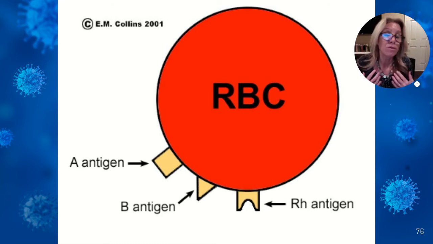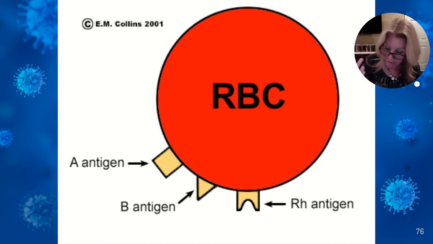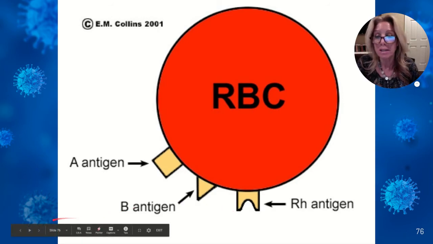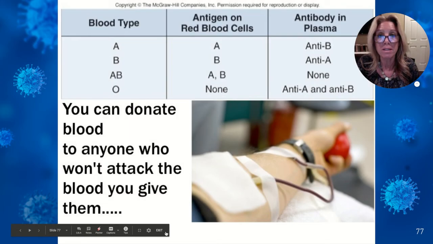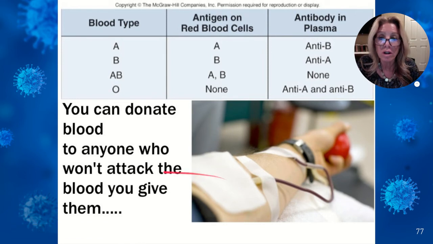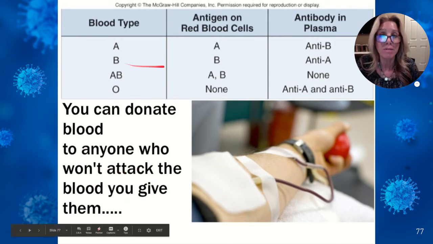But the thing is, if you are O blood, then you can only receive O blood because you would attack A blood, B blood, and definitely AB blood. So blood type reactions, you attack any blood that you can build antibodies against. So here's just a little chart, okay? So you can donate blood to anyone who won't attack the blood that you give them, right?